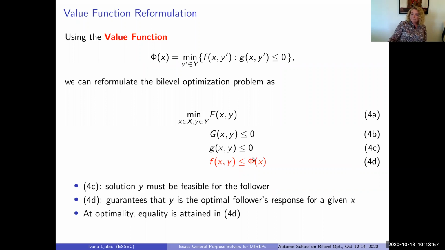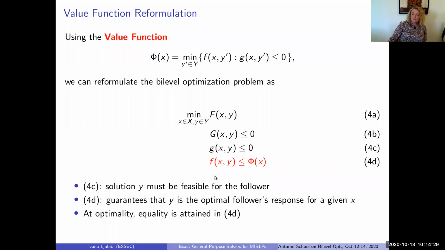So recall that the function phi actually minimizes the objective f. So if we state this constraint like f of x, y is less or equal than phi of x, we know that there will be no solution where there is a slack in this inequality. So this will be attained actually with equality, and this constraint will guarantee that the solution y that we receive is the optimal response of the follower.